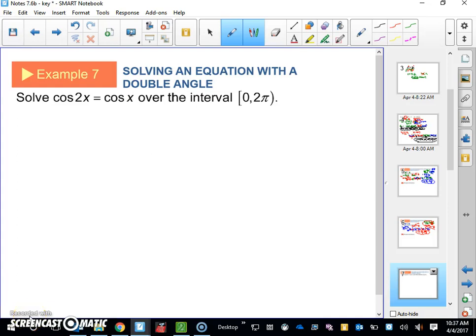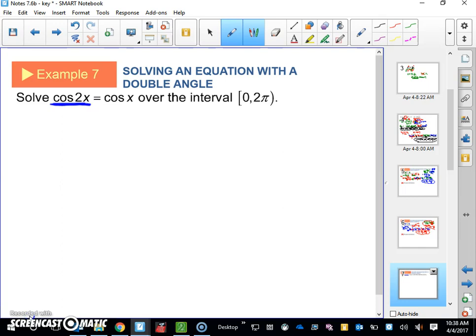When I see example 7, the first thing you should notice, I hope, is that there are two different variable types. You can't put cosine 2x together with cosine x. They're not like terms. You have two different angles. One of them could be 50 and the other one would be 100 or whatever. One's a double angle. And so I know I can't isolate, and I won't be able to factor either because they're different. So I'm going to have to try and use an identity, but luckily we have an identity.